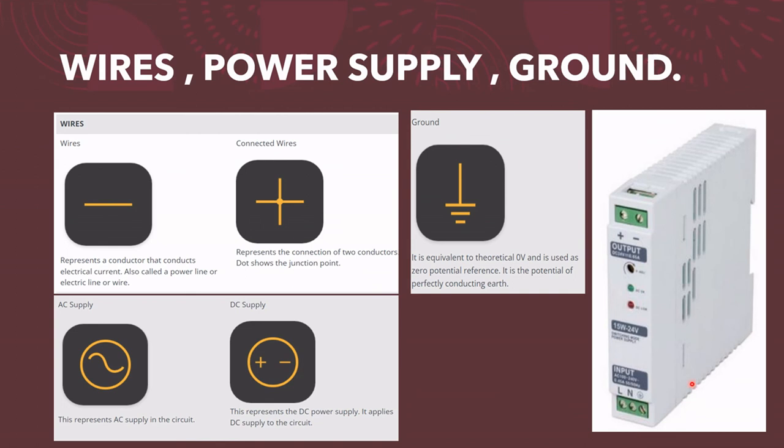Now for example, let's take this power supply. This power supply will take AC voltage as an input and DC voltage as an output. The AC voltage which comes into this power supply will be represented by this symbol over here, and the DC voltage coming out from this power supply will be represented by this DC symbol over here. So that's pretty much the basic, most common electrical symbols that are used in electrical drawings in any industrial environment.